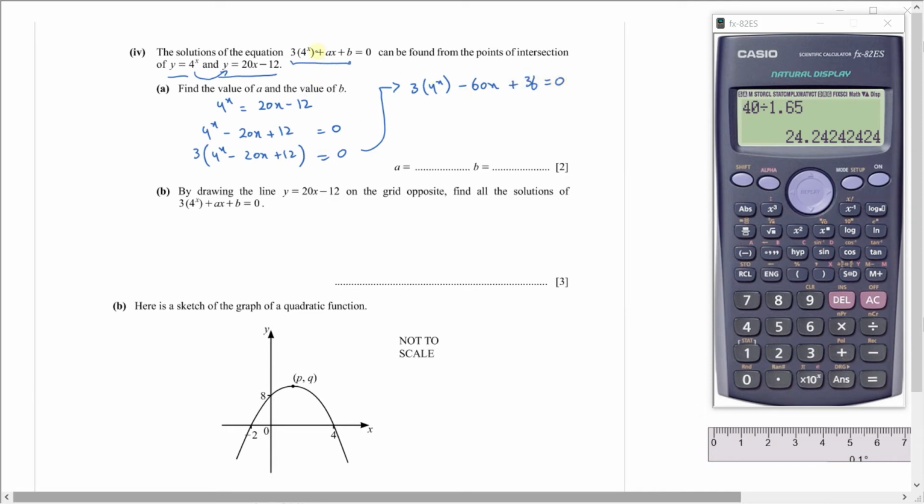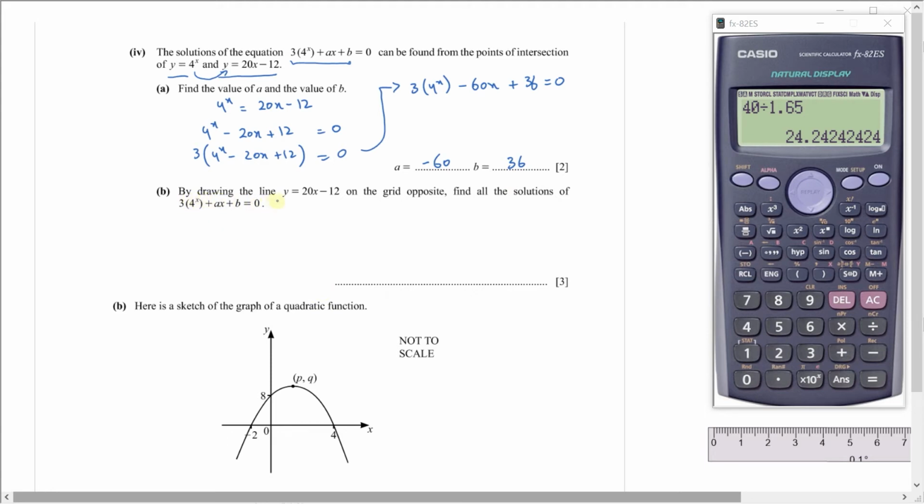Now if I compare these two equations, I have 3 into 4 power x, 3 into 4 power x plus ax. So the coefficient of x is a here, and the coefficient of x here is minus 60. So your value of a is minus 60. The constant value without any variable x is b here. The constant value here is 36. So your value of b is 36.